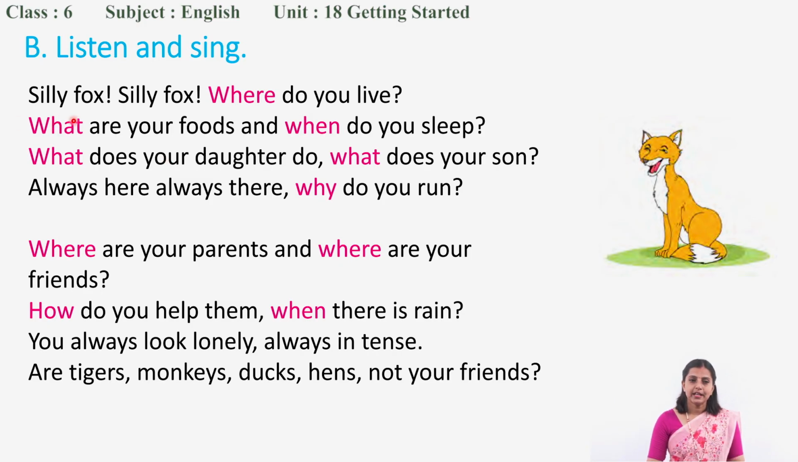Okay? Silly fox, where do you live? What are your foods and when do you sleep? What does your daughter do? What does your son? Always here, always there, why do you run? Where are your parents and where are your friends? How do you help them when there is rain? You always look lonely, always intense. Are tigers, monkeys, dogs, hens not your friends? Okay, so that's all about the poem given here.